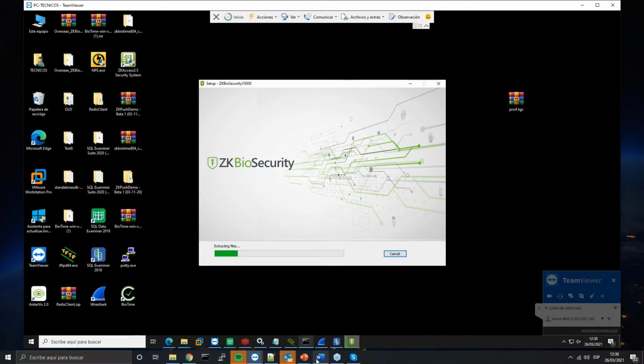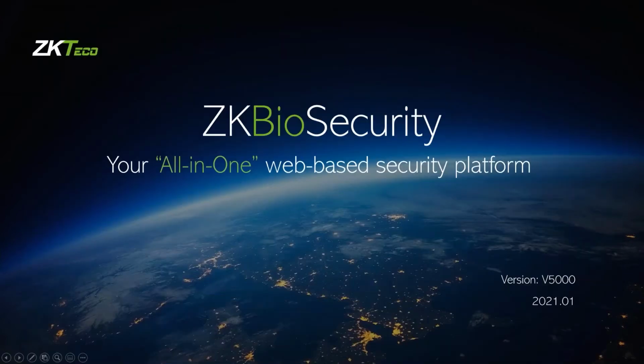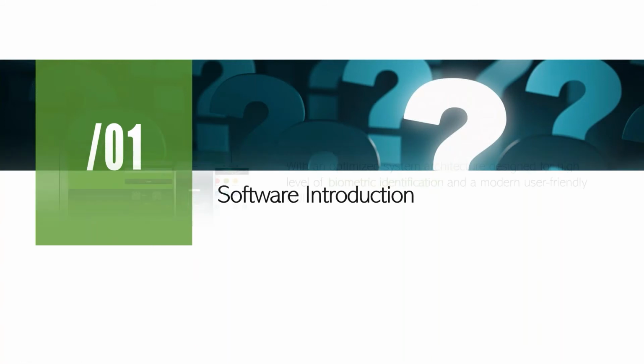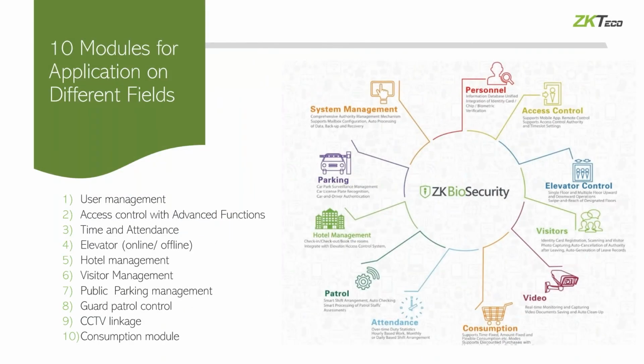While this is installing, I'm going back to the presentation to show you. Well, software introduction, as I said. We already talked a little bit about this, so I'm going to go fast in order not to make it too long. This contains 10 integrated modules, a high level of biometric identification, and a modern, user-friendly interface. Here are the modules that we have, not all of them.